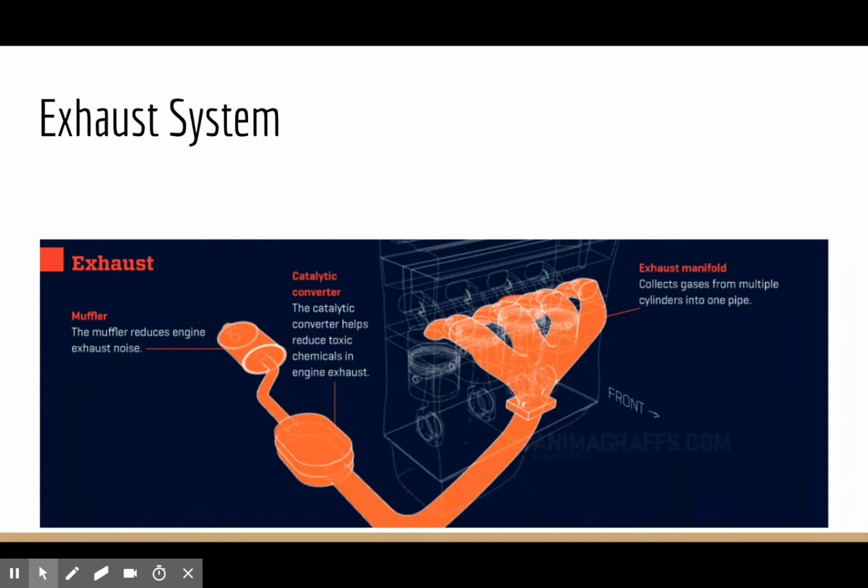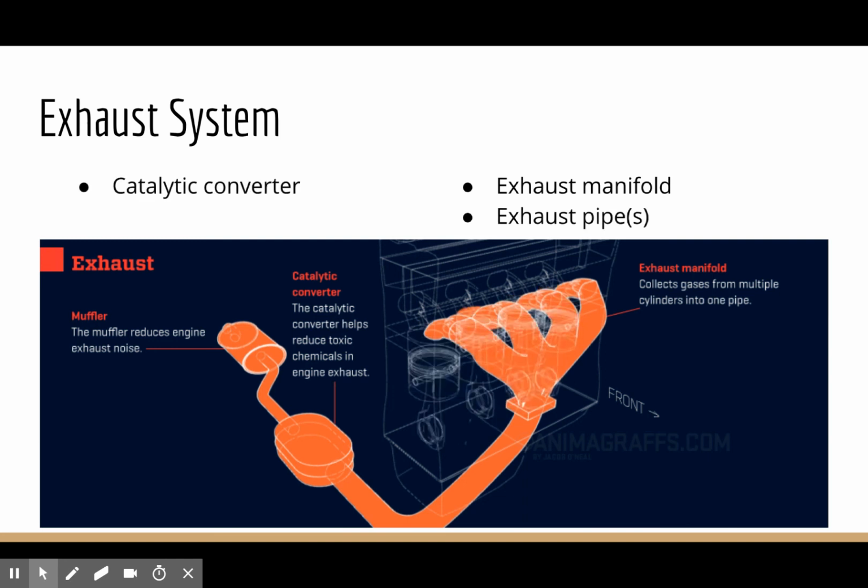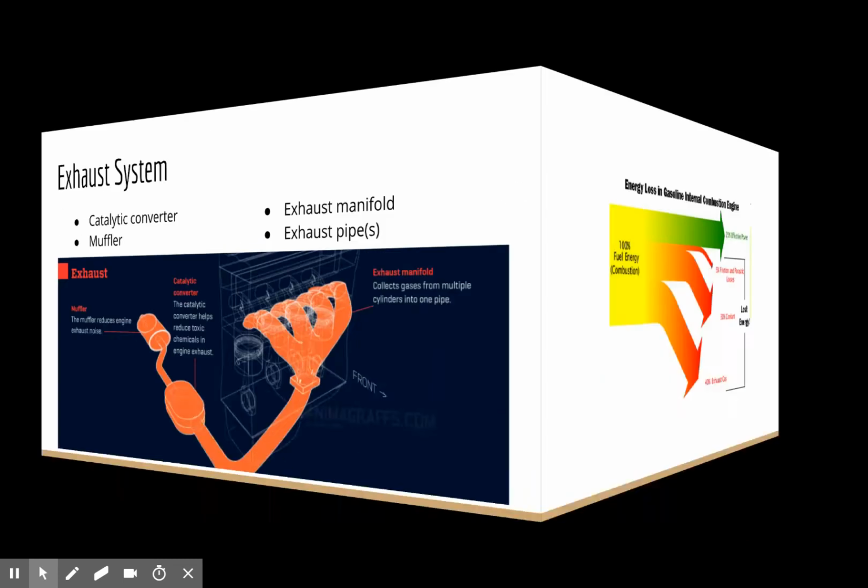Great, and then we have the exhaust system. As you can see illustrated here as well, we have all the parts. We have the exhaust manifold that collects gases from multiple cylinders into one pipe, exhaust pipes, and the catalytic converter, which helps reduce the toxic chemicals in engine exhaust, so it kind of cleans that up so it's not emitting all these toxins back into the environment. And the muffler, which reduces the engine exhaust noise, and then the exhaust is eliminated from your car.